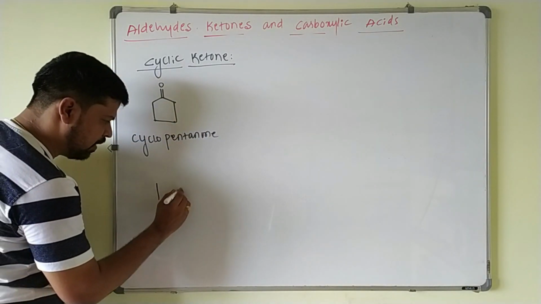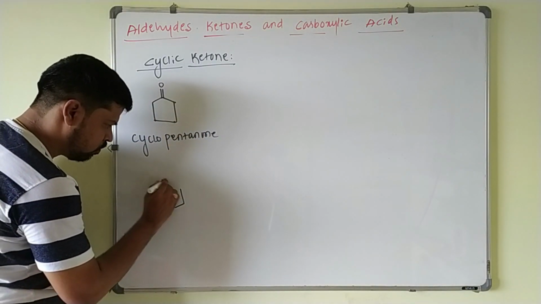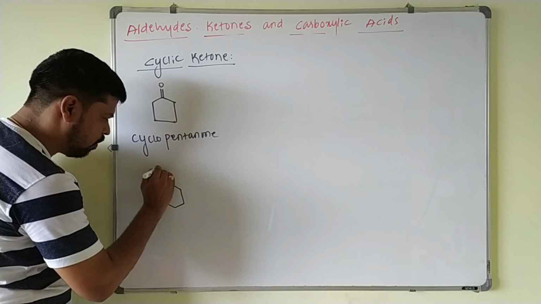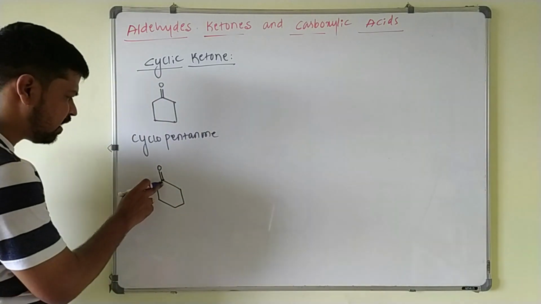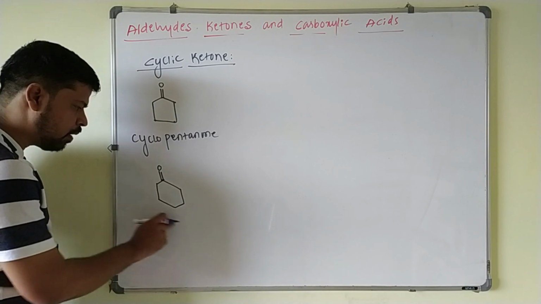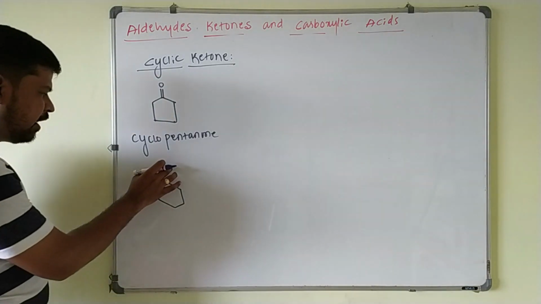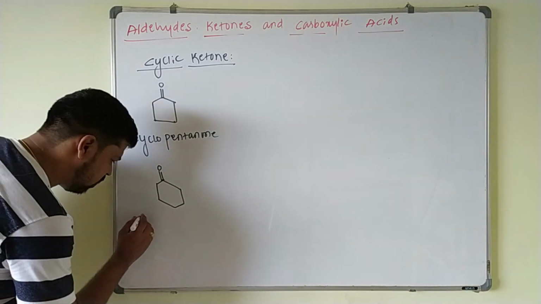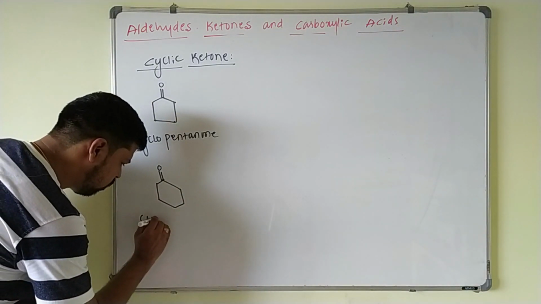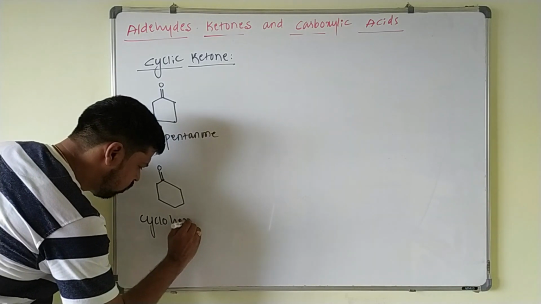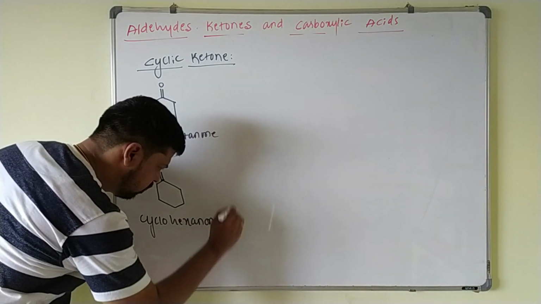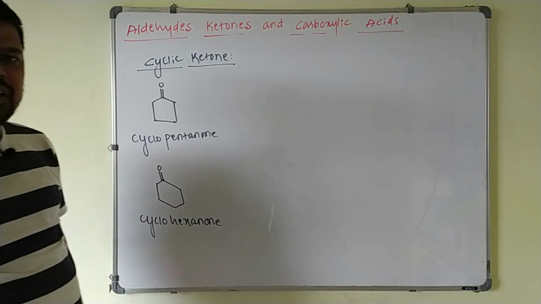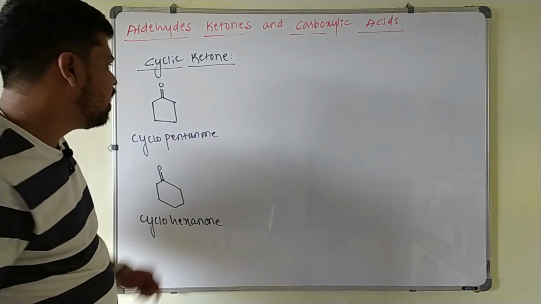Suppose I take a 6-membered ring, and here one carbonyl group is attached, and this carbonyl carbon is a member of the cyclic ring. The name of this ketone is included in the name of the cyclic alkane, so it is called cyclohexanone. Whenever any substituent is present, the numbering must be done from the carbonyl carbon.